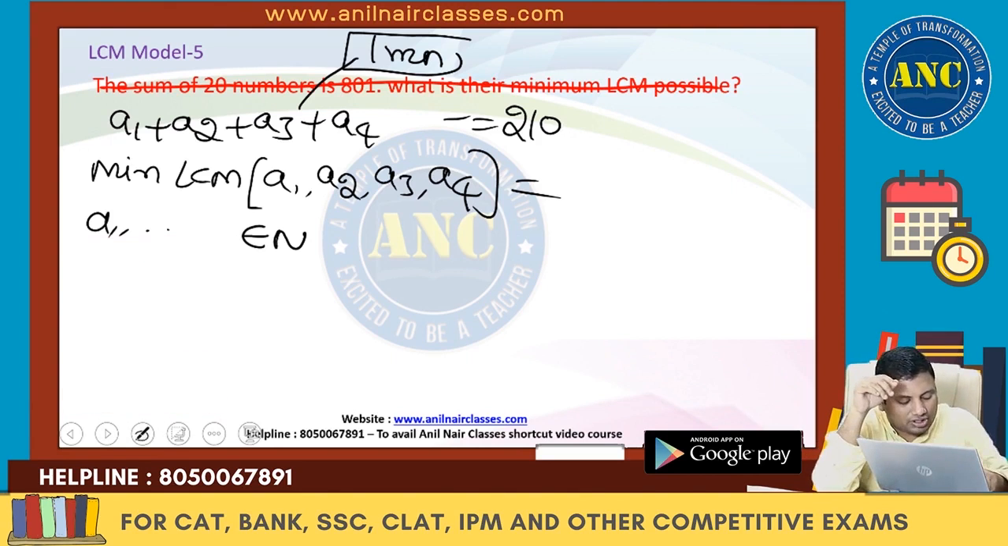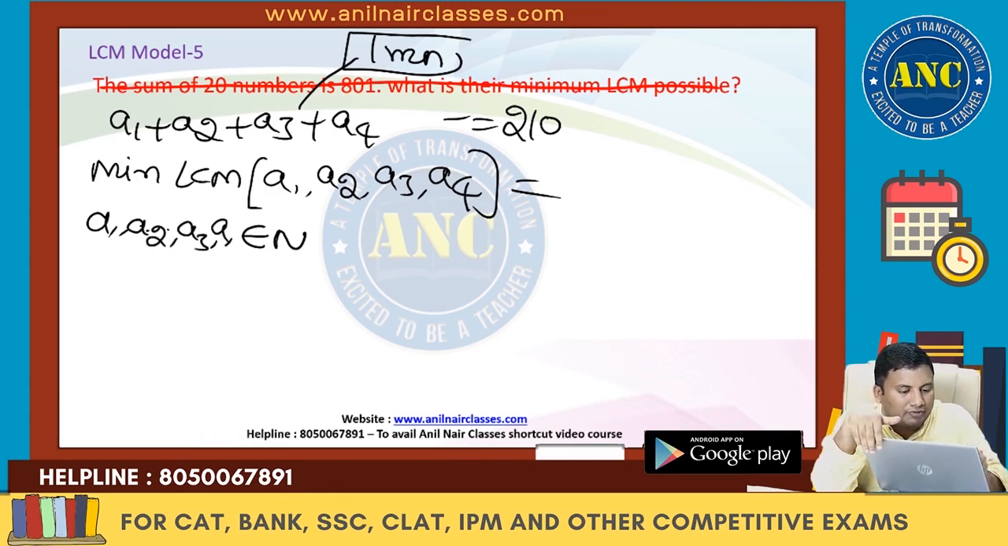Let me twist the question. A1, A2, A3, A4. Only 4 numbers are there.